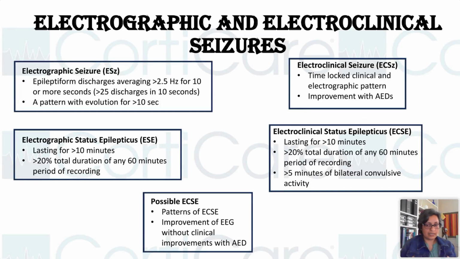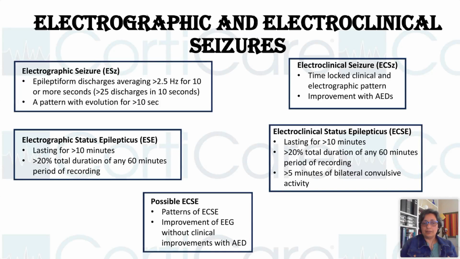Here, that's what I was telling. If they are fluctuating, maybe they're happening once in 1 second and 4 times in another second, you count them in 10 seconds. So if you have more than 25 discharges in 10 seconds, it's an electrographic event. Of course, you will see an evolution of those discharges. Now, an electroclinical seizure or electroclinical event is always time-locked with your EEG pattern. When anti-epileptic drugs are given, it improves.